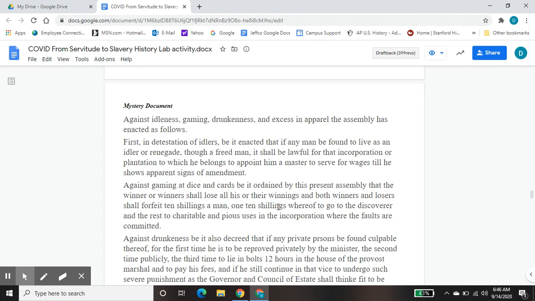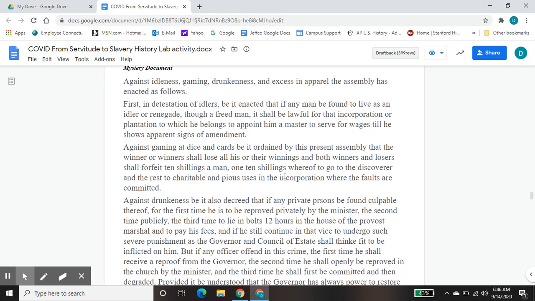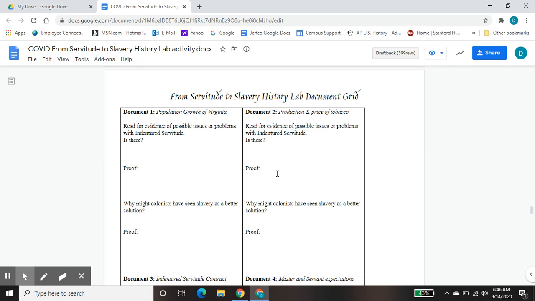And then there's a mystery document. And the mystery document we've spoken about in class. So I want to see if you can pick up where this mystery document came from, what it is that they're talking about. After you've gone through these documents, you're going to come down here and you're going to fill in this grid.